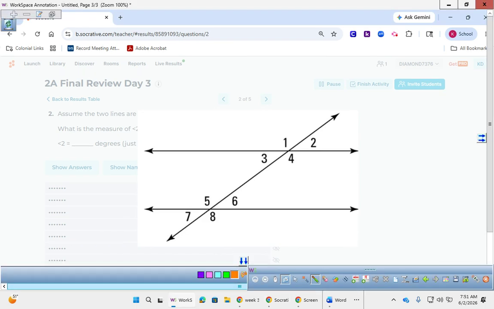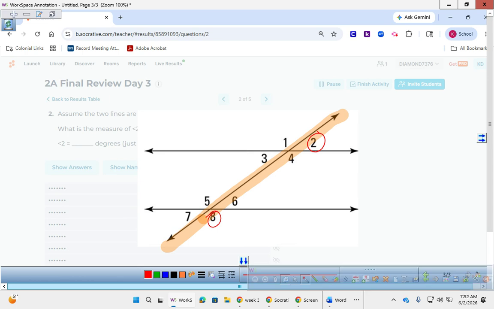Do we agree that that's the transversal? All right, transversal is the line that's intersecting more than one line. So that's my transversal. So are 2 and 8 on the same side of the transversal? Yeah, they're both on the right-hand side. They're also both exterior angles.